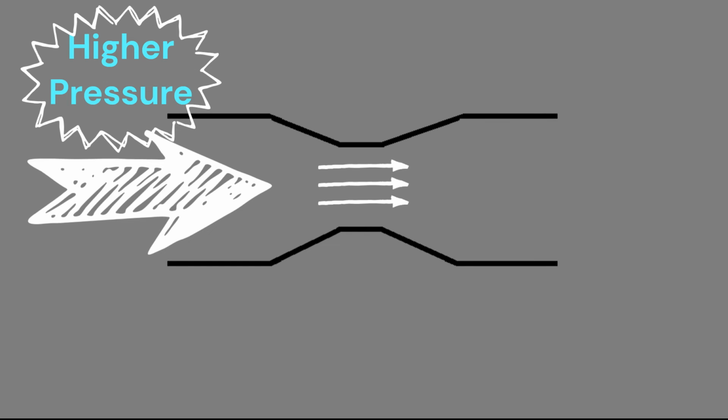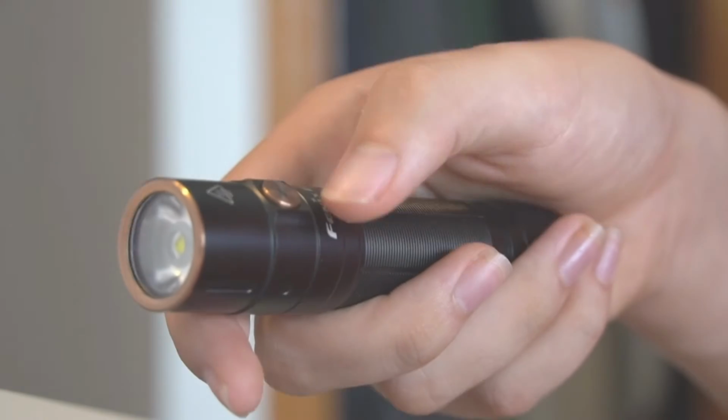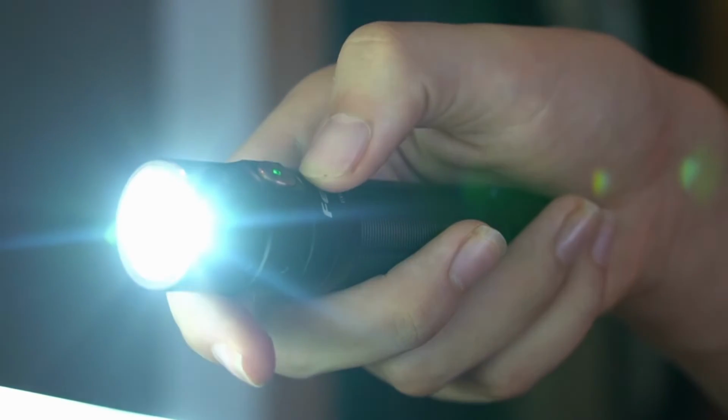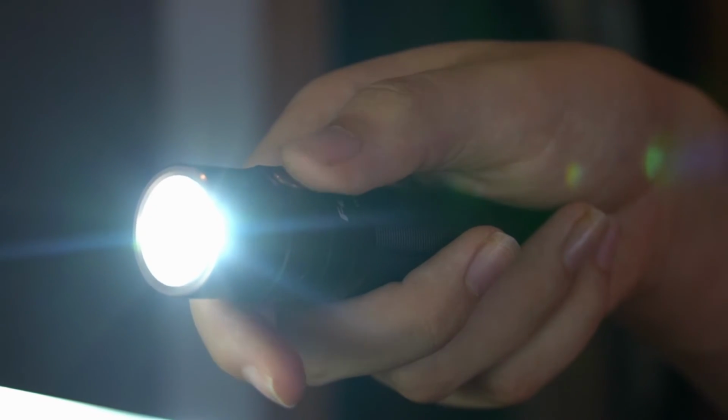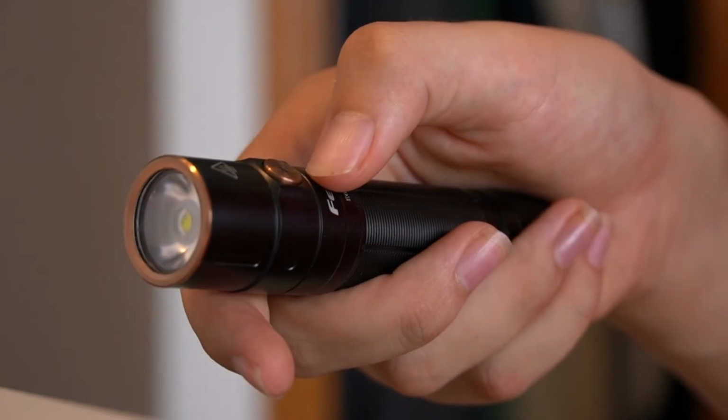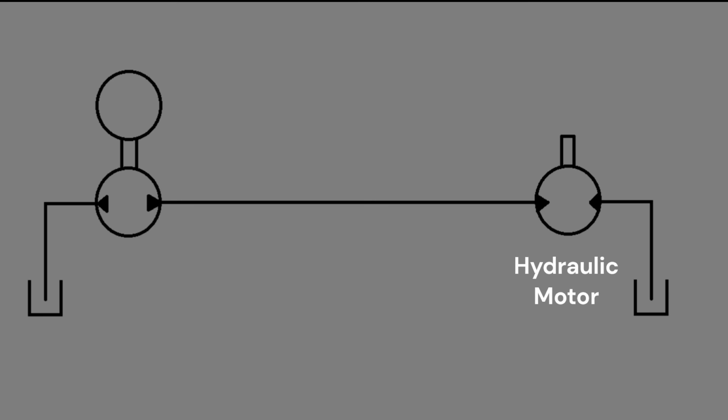If you are familiar with electronics, pressure drop can be compared to voltage drop. In both cases, the drop results from energy being transferred from one form to another. Just as a voltage drop across a small LED light in a flashlight creates light, a pressure drop across a hydraulic motor turns the drive shaft. Let's take a closer look at this motor example.